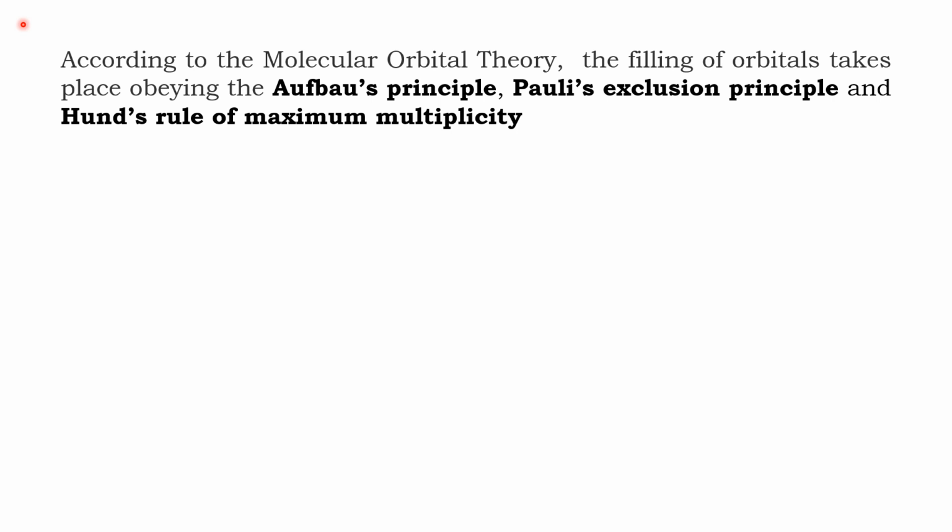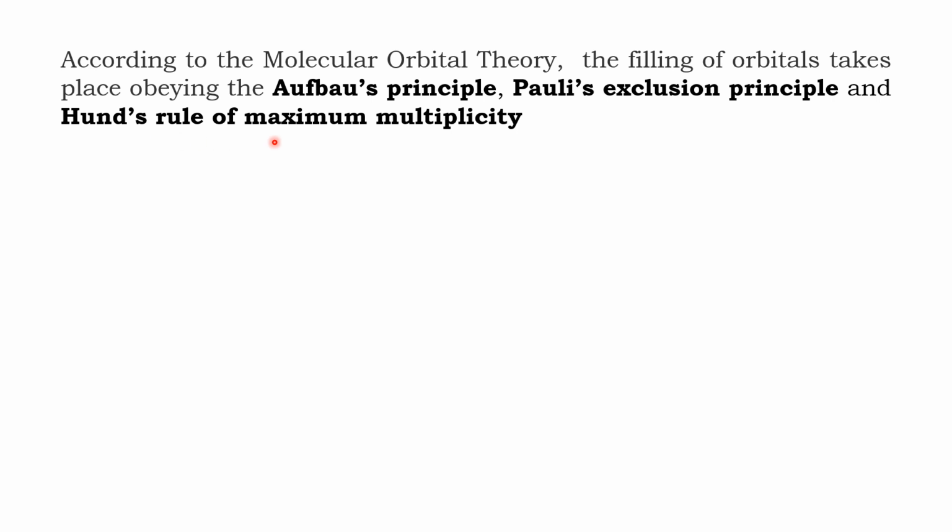The second rule is Pauli's exclusion principle, and we know the significance of Pauli's exclusion principle is that an orbital can accommodate a maximum of 2 electrons. For any orbital, the maximum limit is 2 electrons, whether it is an atomic orbital or a molecular orbital.